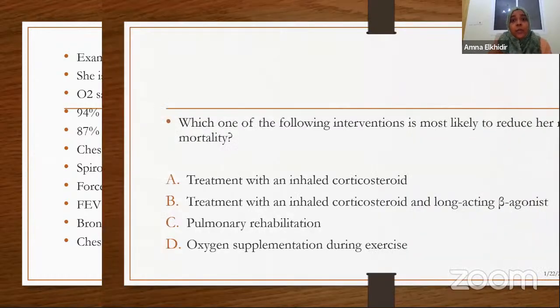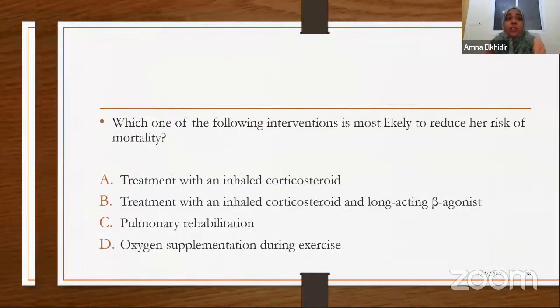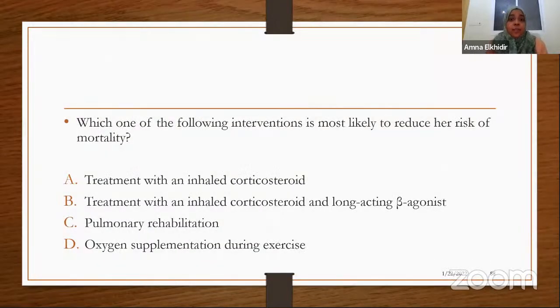Which one of the following interventions is most likely to reduce the risk of mortality? She is a COPD patient. A, treatment with inhaled steroid; B, treatment with inhaled steroid and long-acting beta agonist; C, pulmonary rehabilitation; D, oxygen supplementation during exercise.